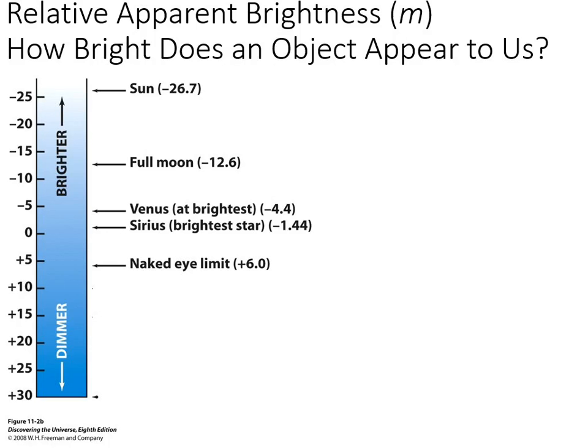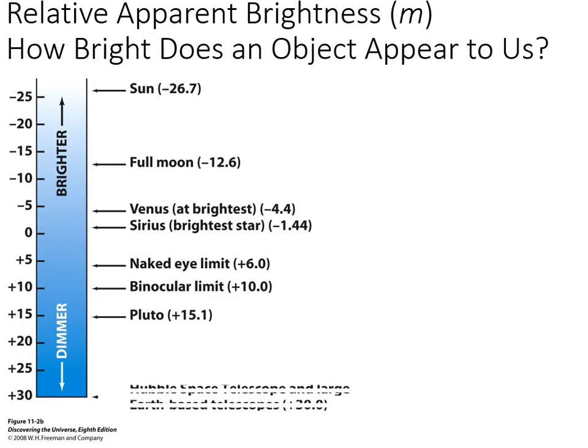Naked eye limit, +6. Binoculars bumps it up to a +10. Again, it kind of depends upon your viewing conditions. Pluto, +15.5. So you're not seeing it with binoculars, right? You need a telescope. And the Hubble Space Telescope, the HST that orbits the Earth, can actually image objects that are an apparent magnitude +30. So that's pretty good.